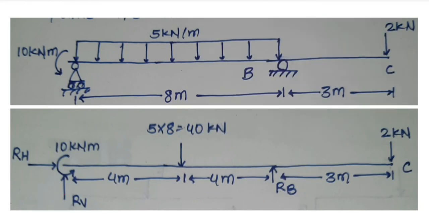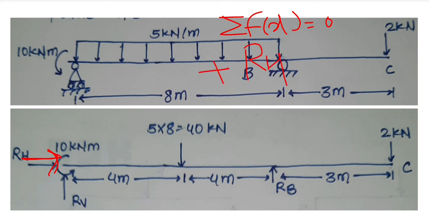So see here, in this condition only RH is acting on the x-axis. So we will get summation of Fx equal to 0. And what are the forces acting in Fx? It is only RH, positive or negative. It is positive, RH equal to 0 we get. That is RH equal to 0.